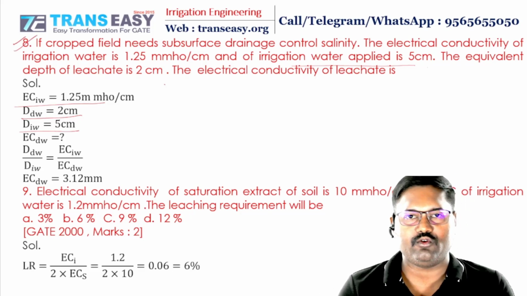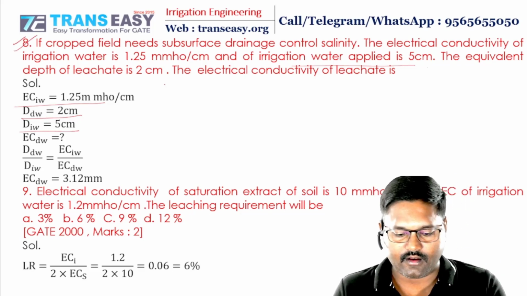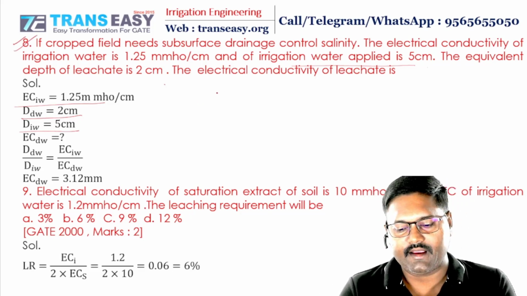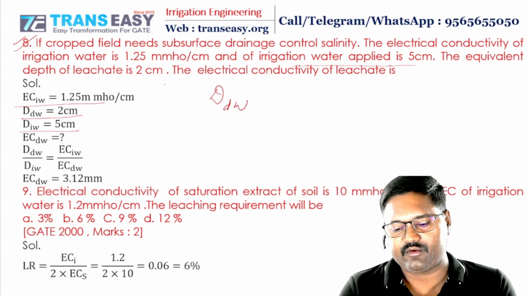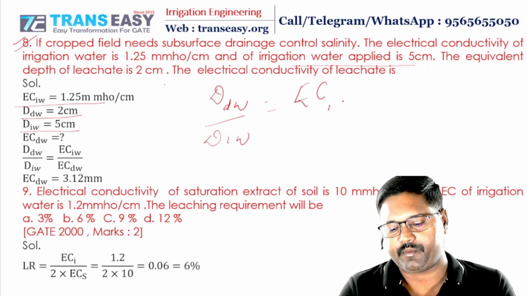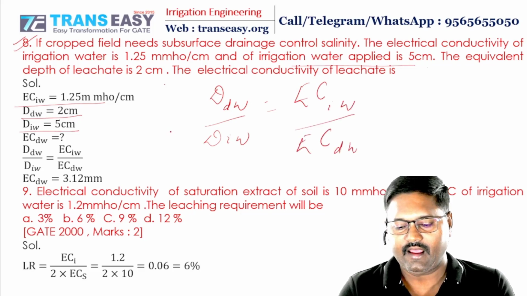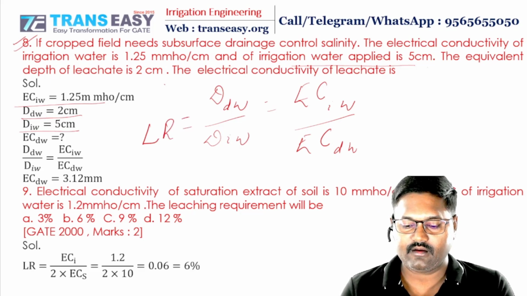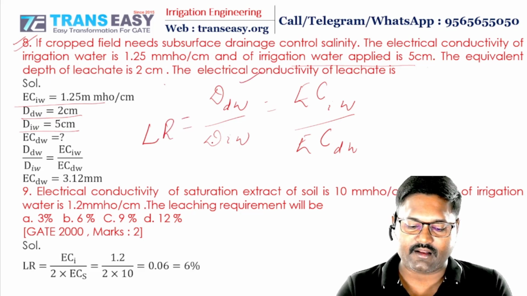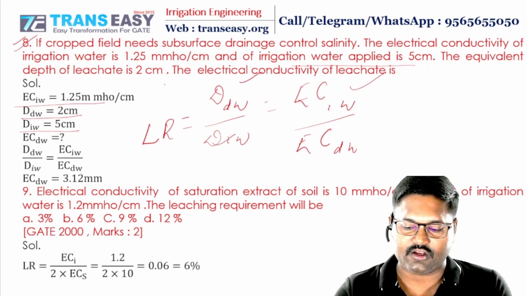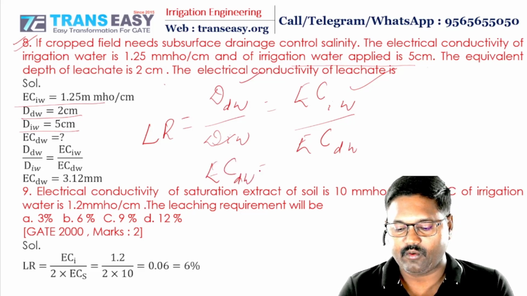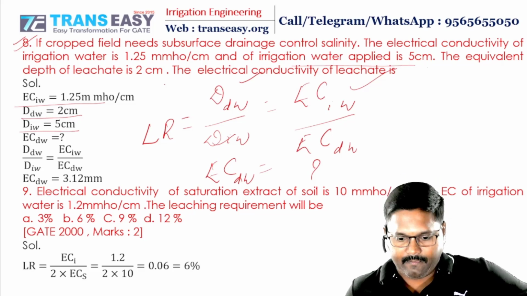So some information comes from this, right. We know, guys, depth of drainage water upon depth of irrigation water is equal to electrical conductivity of irrigation water upon electrical conductivity of drainage water, and this is the leaching requirement. Depth of drainage water, depth of irrigation water, and electrical conductivity of irrigation water are all given. So electrical conductivity of drainage water we can calculate very easily.